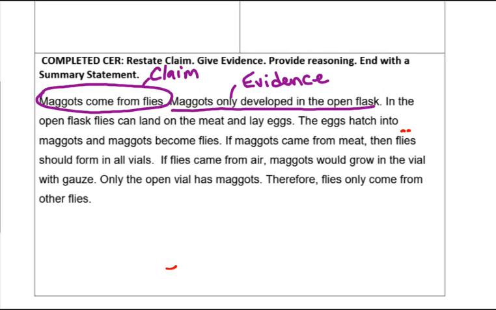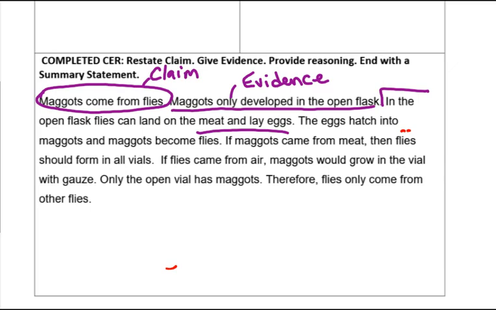Okay, so in the open flask, flies can land on the meat and lay eggs. That is really your background knowledge. It's obvious to you, but that is something that you couldn't pick off the paper. You couldn't pick just from looking at his experiment. That's something that you would have to know. Maggots are the larvae of flies. You have to know that to explain. You have to give that as your reasoning. So all of this, given the why, given the background knowledge here, you don't have to underline that. I'm just doing it so you know where I'm at. Okay, and then the eggs hatch into maggots, and maggots become flies.